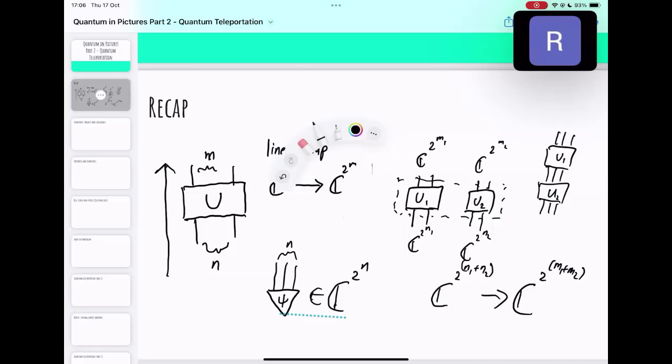So if you're familiar with the quantum circuit model, then you can think of this as a very generalized version of the quantum circuit model. Okay, cool.